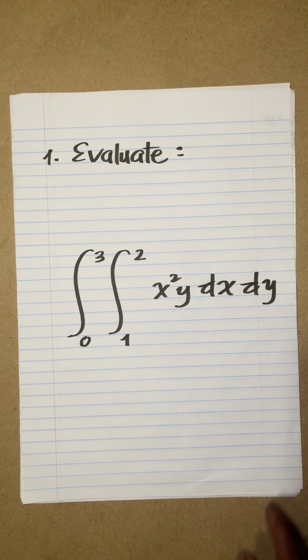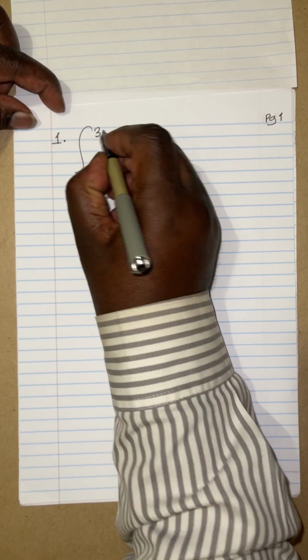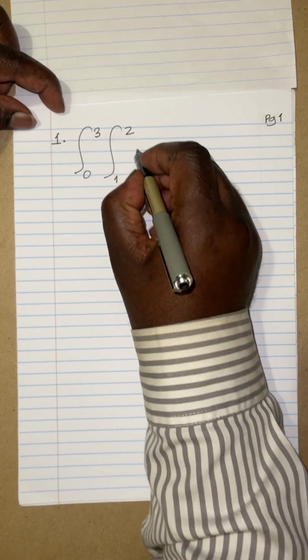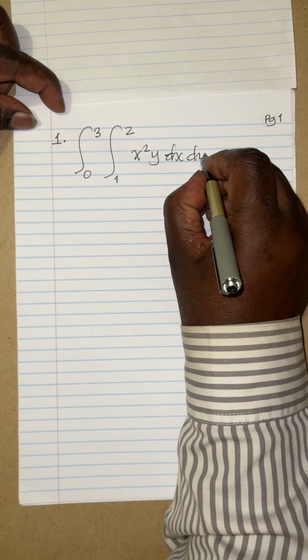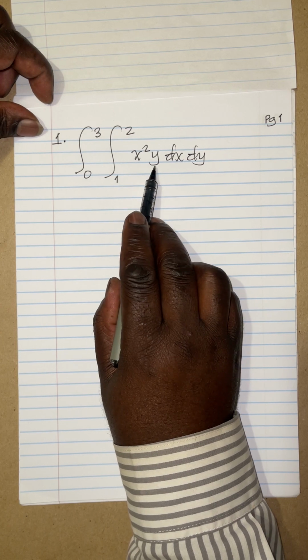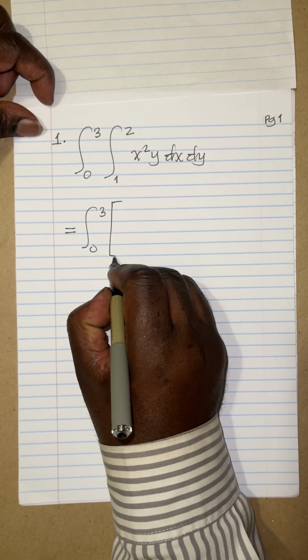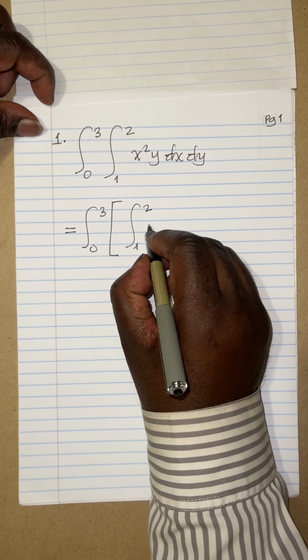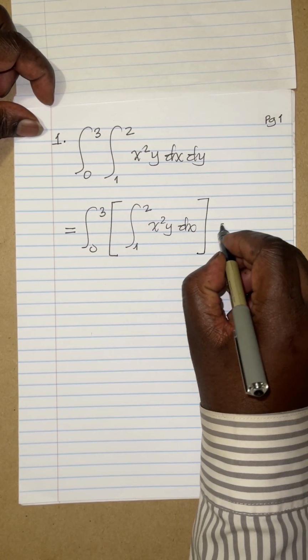All right, so let's start then. Page 1, let me capture the integrals exactly how they are. This is our first set, so from 0 up to 3, and then from 1 up to 2 of x squared y dx dy. Now, like I said, I will start with integrating x, treating y as a constant. So this is going to be equal to the integral from 0 up to 3. If you allow me to use brackets there, I'm going to say from 1 up to 2 of x squared y, and then I have dx, close bracket. We must have dy outside like this.